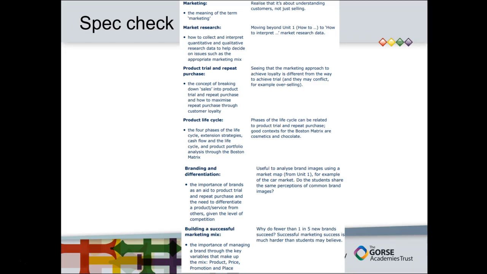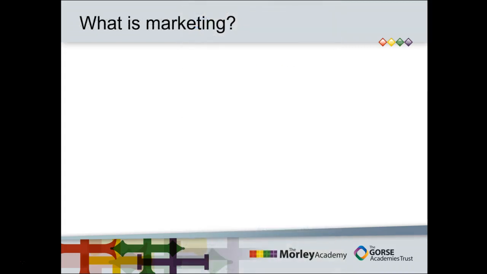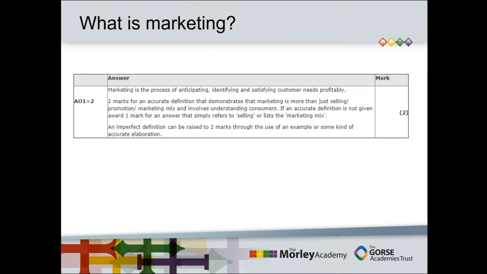So these are the things that you need to know in order to be able to access Unit 3, or topic 3.1. So first of all, what is marketing? Anticipating, identifying and satisfying customer needs. The other way that you can think about satisfying is to meet the customer needs. So anticipate, identify and meet, in which case you've got the acronym AIM. Anticipate, identify, meet customer needs.